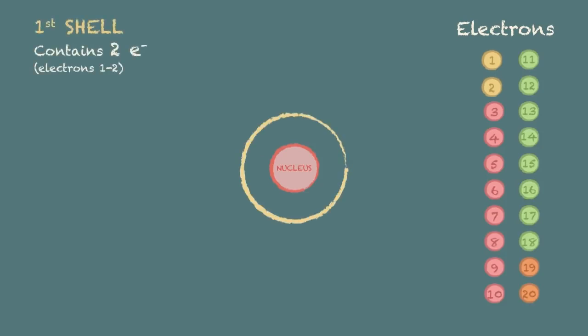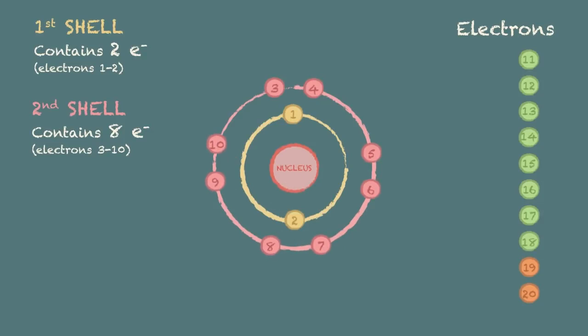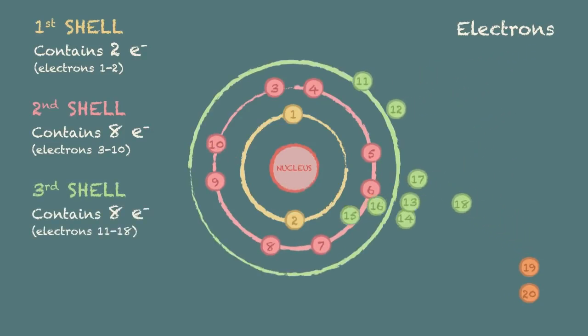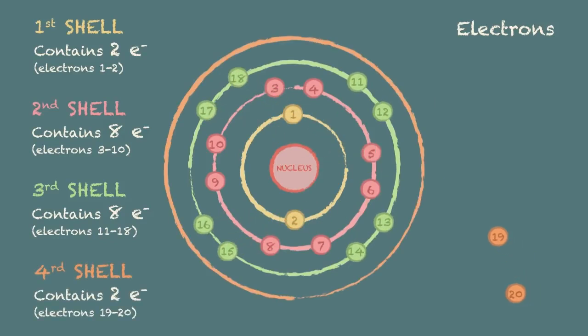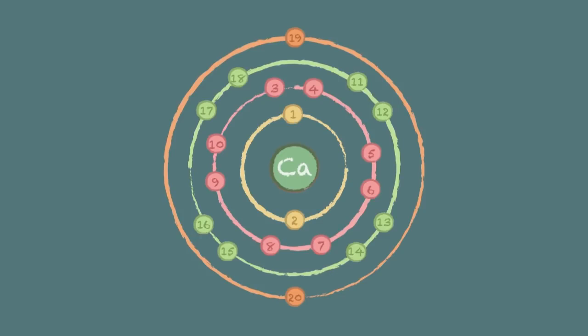The first shell can contain a maximum of 2 electrons. The second shell, up to 8 electrons. The third shell also has a maximum of 8 electrons. And the 19th and 20th electrons go into the fourth shell. And this would actually represent a calcium atom. Note that as we fill up each level, we've been drawing the electrons evenly spaced out on each shell. This is to keep the diagrams tidy and make it easier to count the electrons.